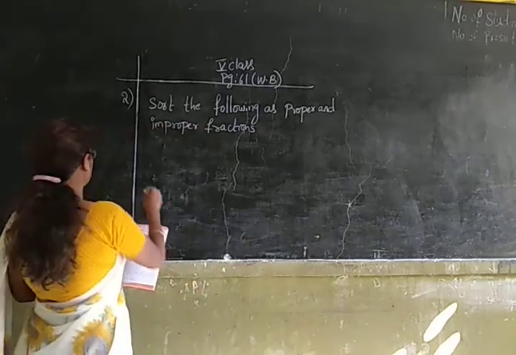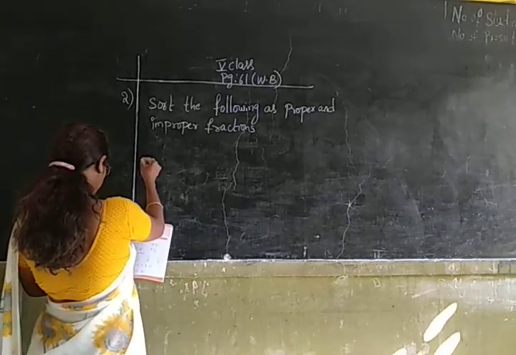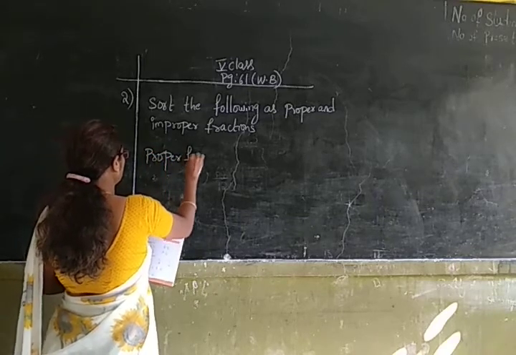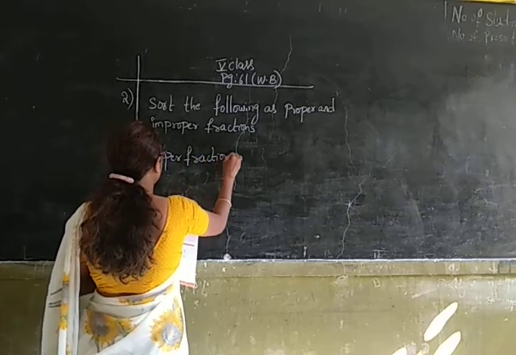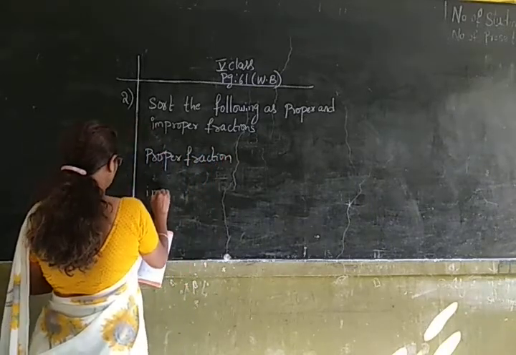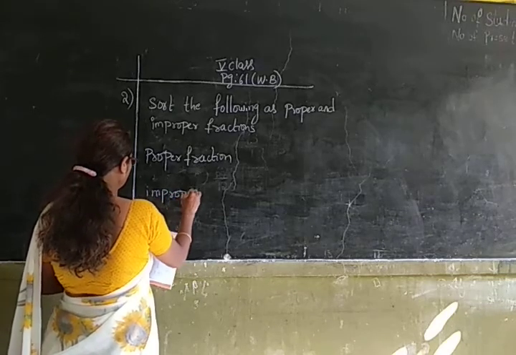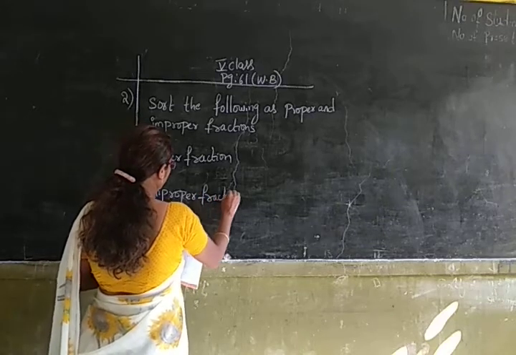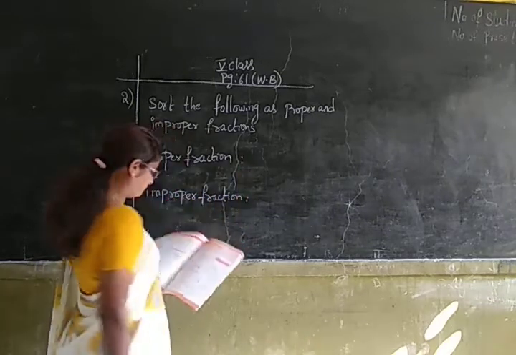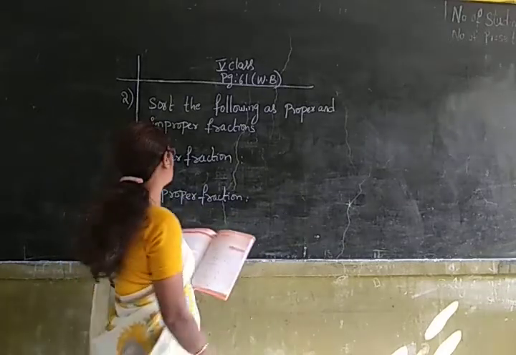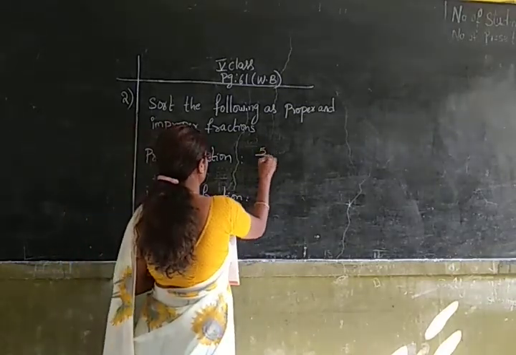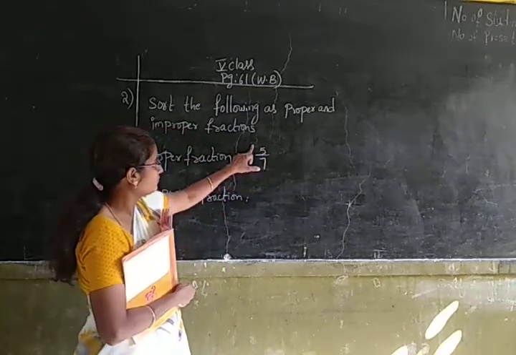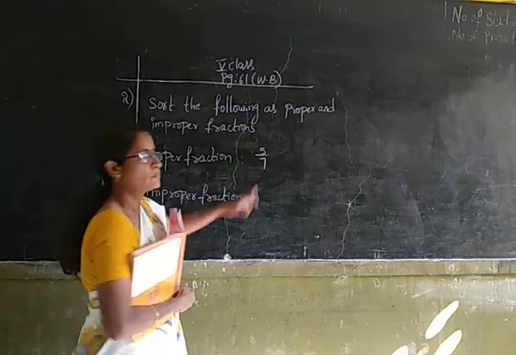Now first I am writing the fractions. Proper fraction. The second one is improper fraction. Okay children. The first fraction is 5 by 7. So 5 by 7 is a proper fraction because here the numerator is smaller than the denominator. Because 5 is smaller than 7, it is a proper fraction.